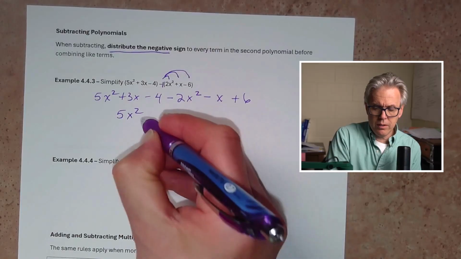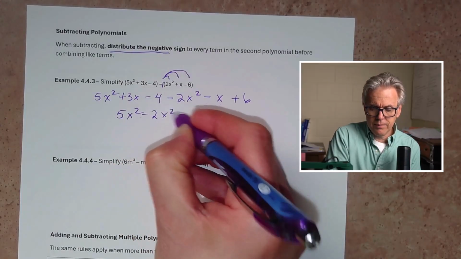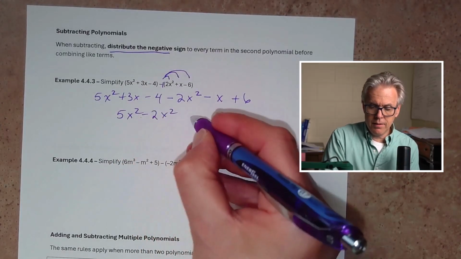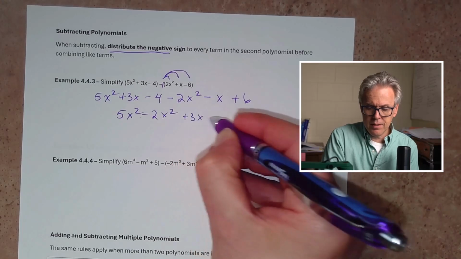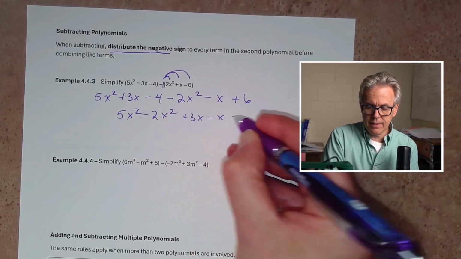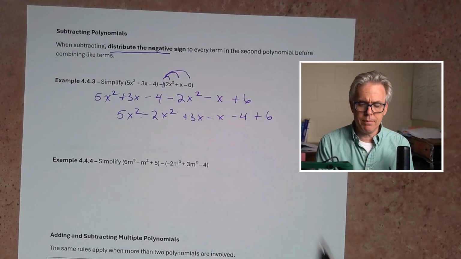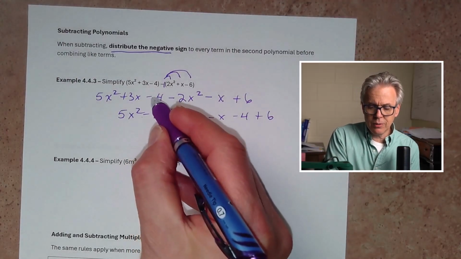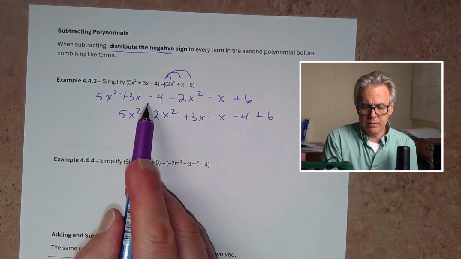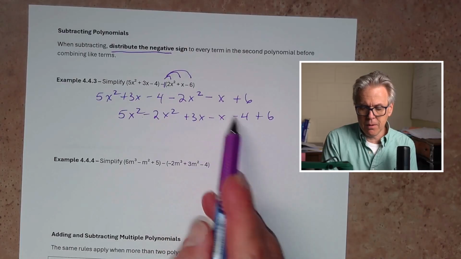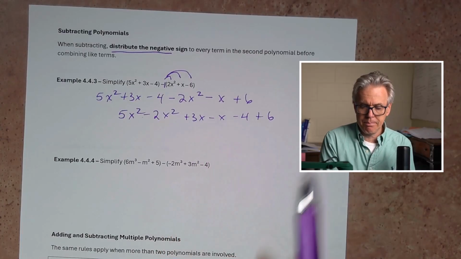The 5x squared minus 2x squared. And then I've got my x term plus 3x minus x. And I've got a minus 4 and a positive 6. One thing to note that I know I've said before, make sure that the sign sort of stays with the term. Notice we have this minus 4 and it stayed a minus 4. We had a minus x, stayed a minus x.